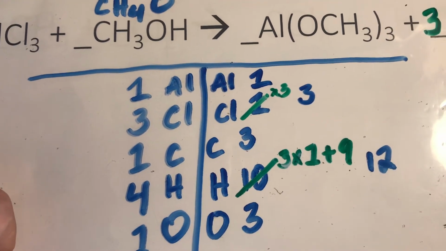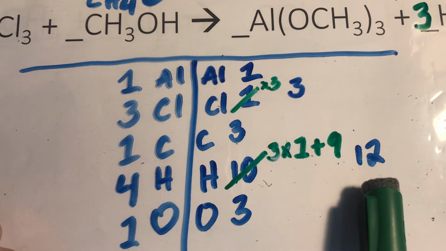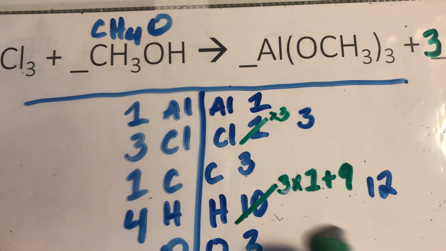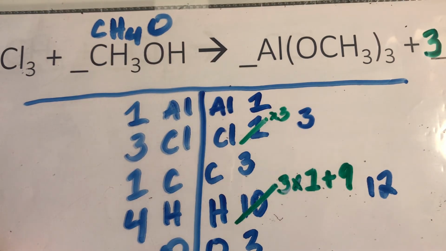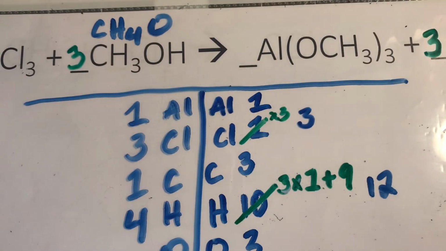So what I'm going to look at first is probably the number of hydrogens, because that's going to be the biggest number we have to match. And so I'm going to see if I can get that to match up, and hopefully our other 2 atoms will kind of fall into place. So when I see my CH4O, I have my 4 hydrogens, and I'm thinking, what is the common multiple between 4 and 12? So 4 times 3, so let's put a 3 right out front here. So 4 times 3 is 12.